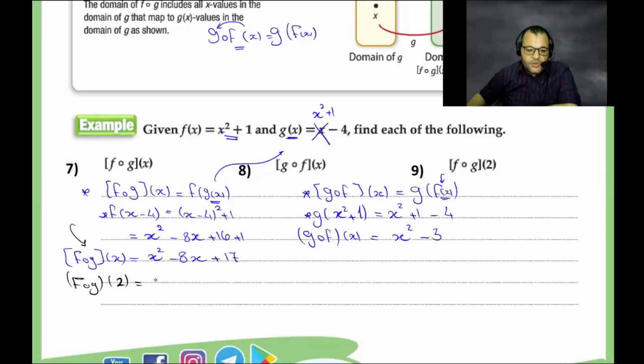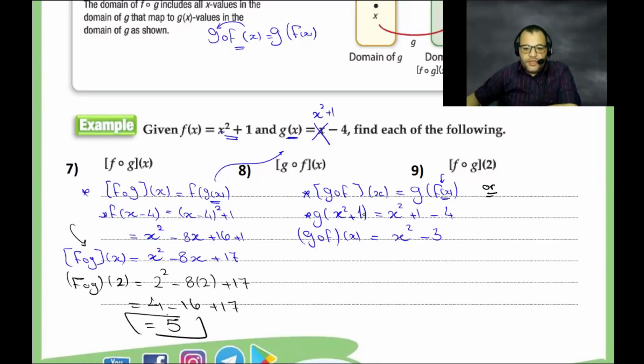Just replace x with 2. So it will be 2 to the power 2 minus 8 times 2 plus 17. So the answer now will be 4 minus 16 plus 17, so the answer now will be 5. Or you can find it with another way. That is the first way.